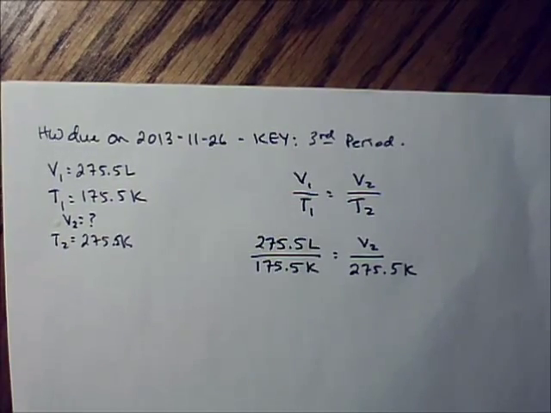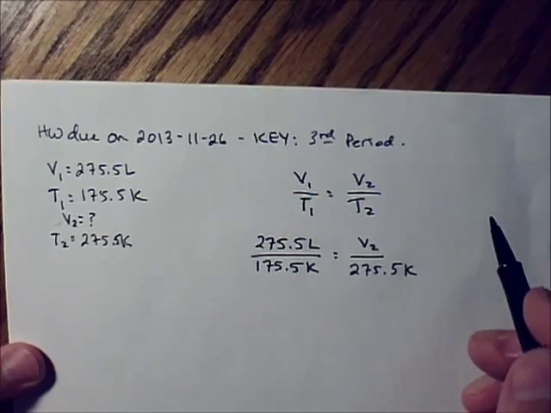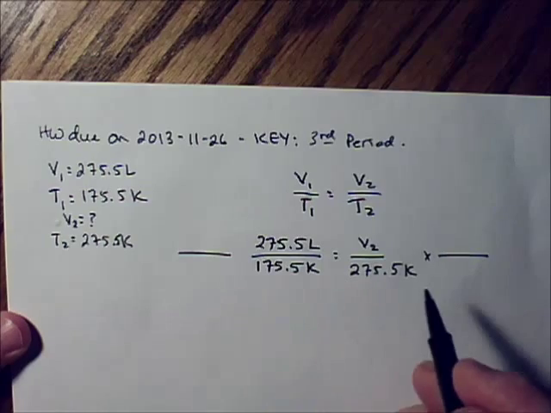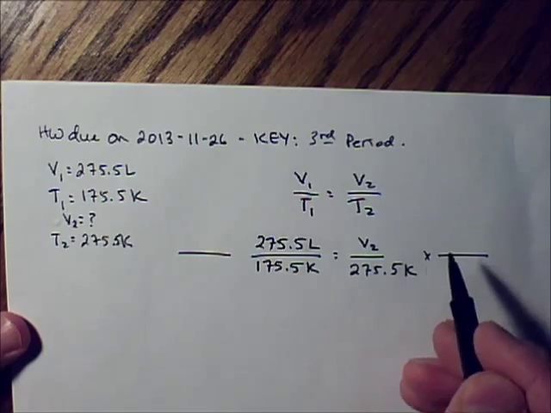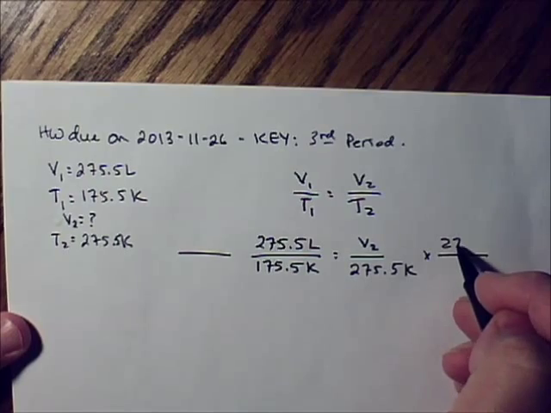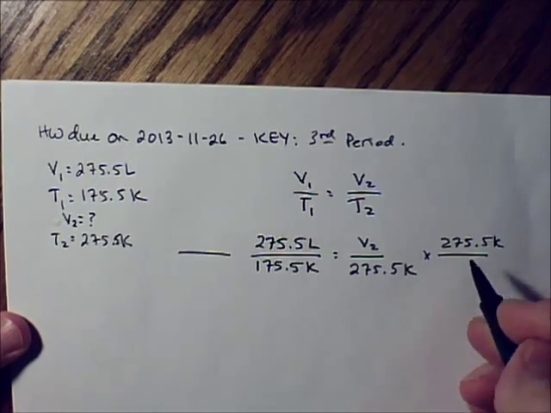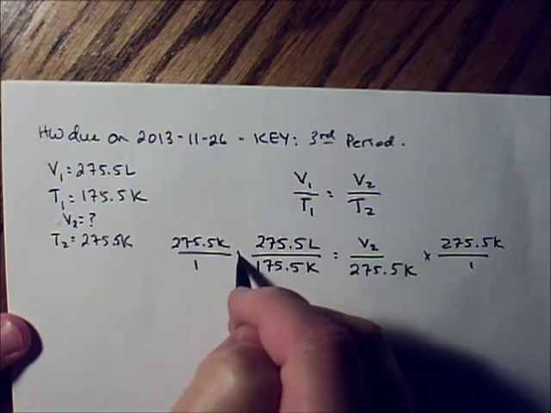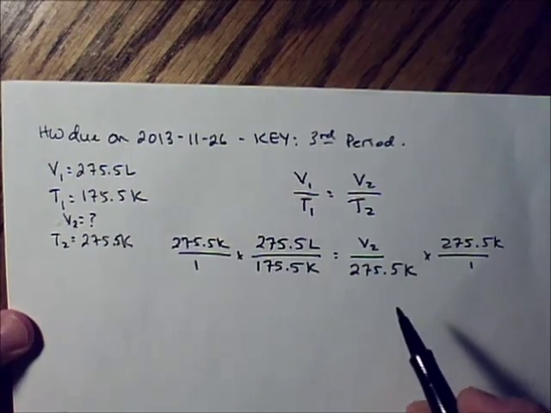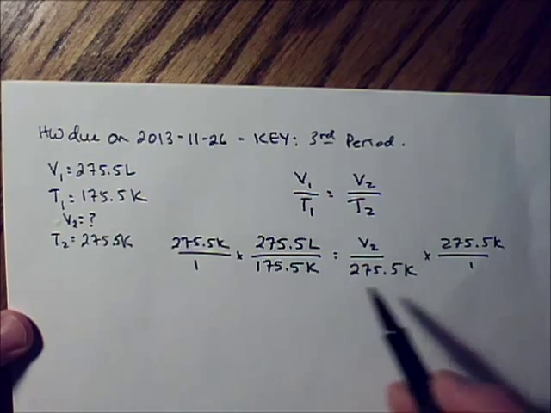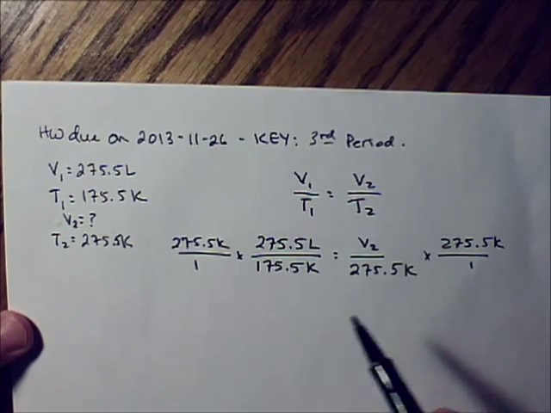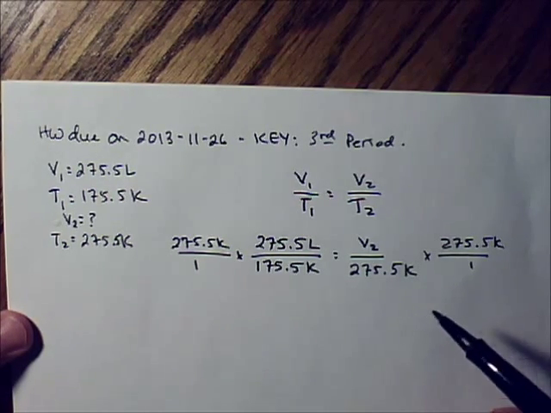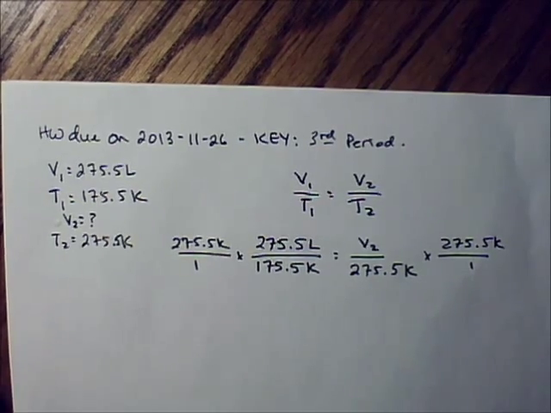And then you want to isolate the unknown. The unknown is V2. The way you get it to be by itself is to multiply both sides of the equation by 275.5 K over 1. Unless you multiply both sides of the equation, this is not still equal. The only way that you can keep those two sides of that equation equal is to do the same thing to both sides. Okay? That's why we can do that mathematically.